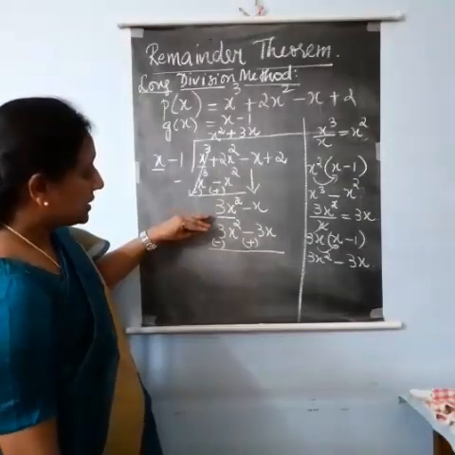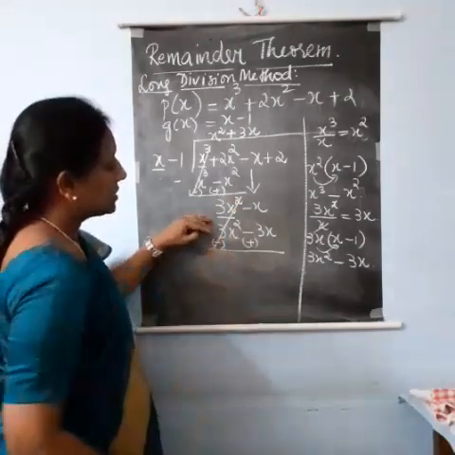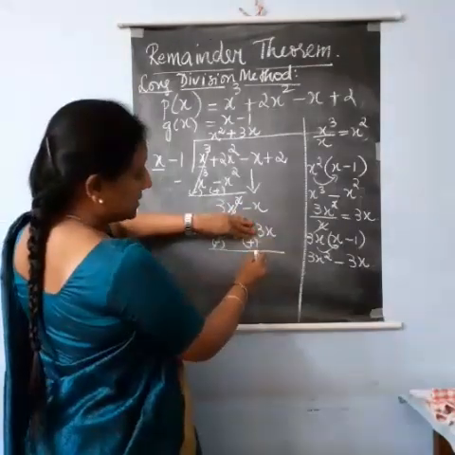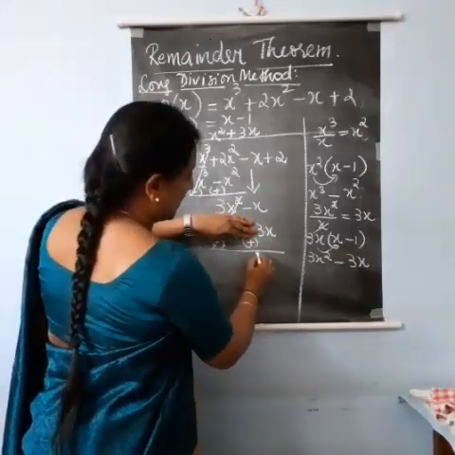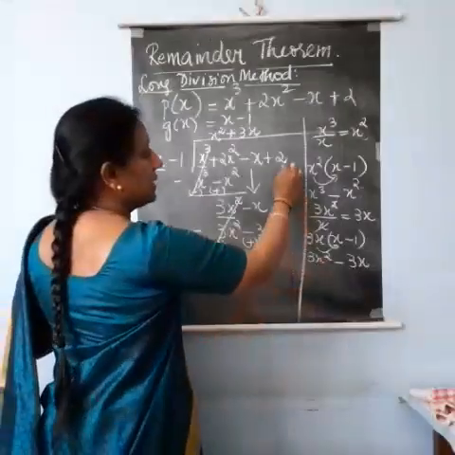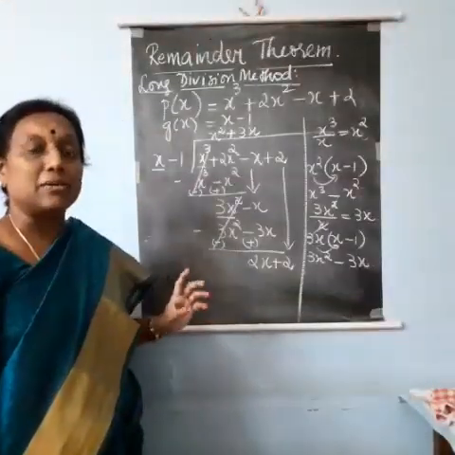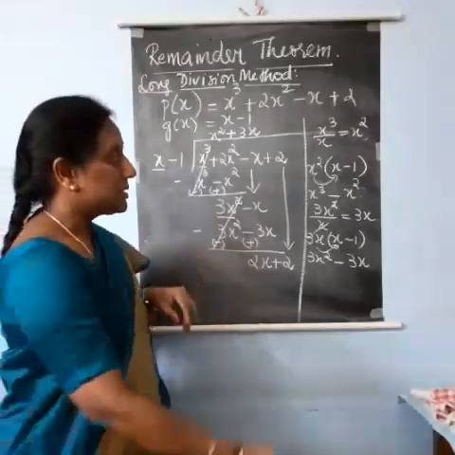Okay. So now look at the new sign. 3x squared minus 3x squared will cancel out. And here minus x plus 3x will become 2x. Correct? Now bring down the last term. What is that? Plus 2. Now once again we'll repeat the same process. What is that?